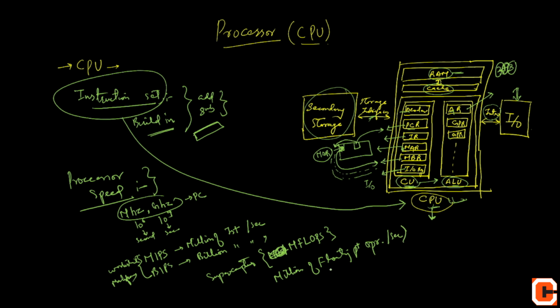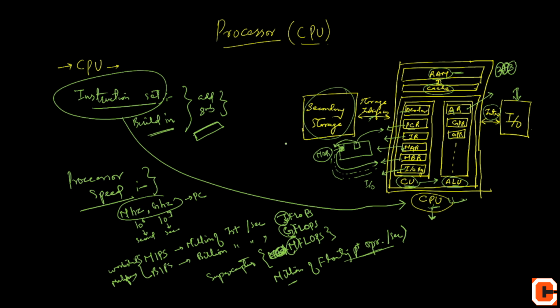MFLOPS means millions of floating point operations per second. We can say MFLOPS, GFLOPS can be used also, and even TFLOPS can be used also. This is called the gigaflops, this is called the teraflops. Megaflops, gigaflops and teraflops, those were the processing speeds of different types of computers.